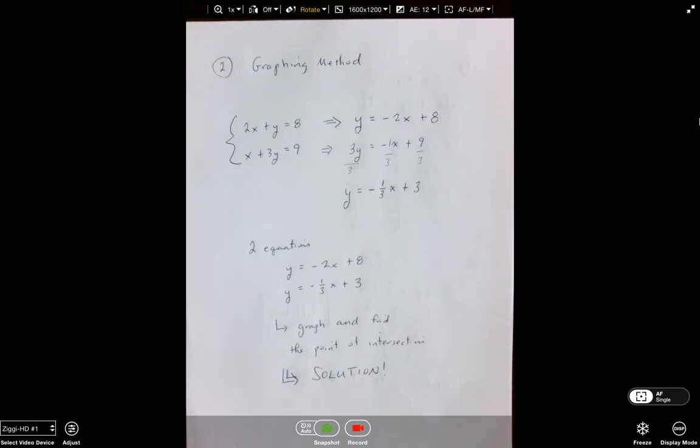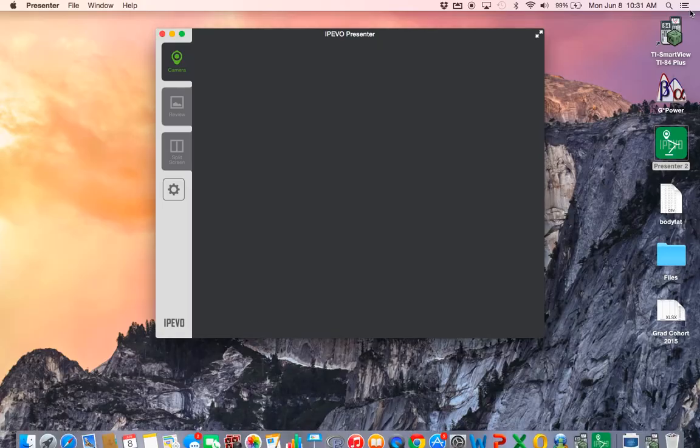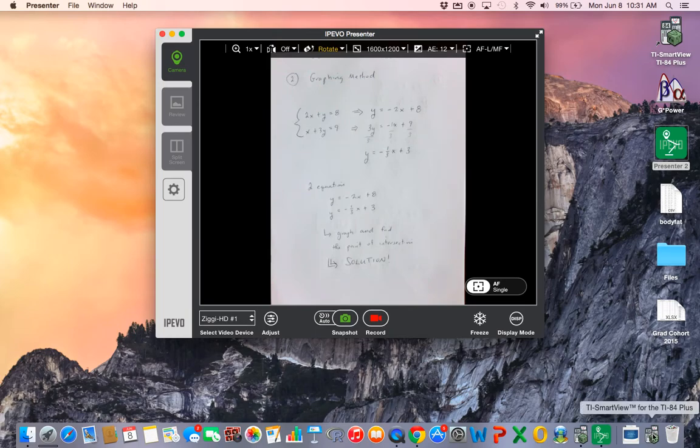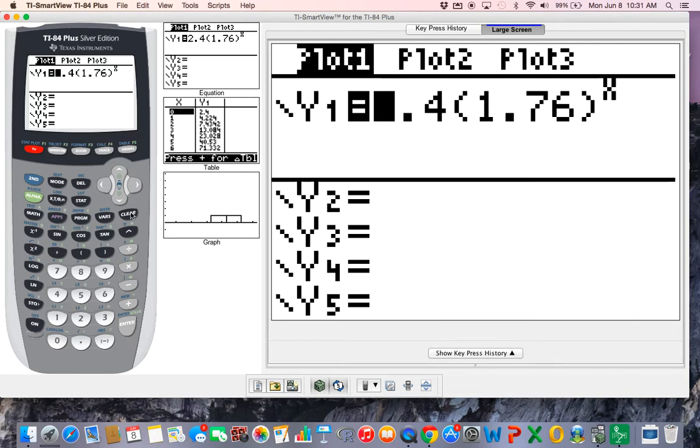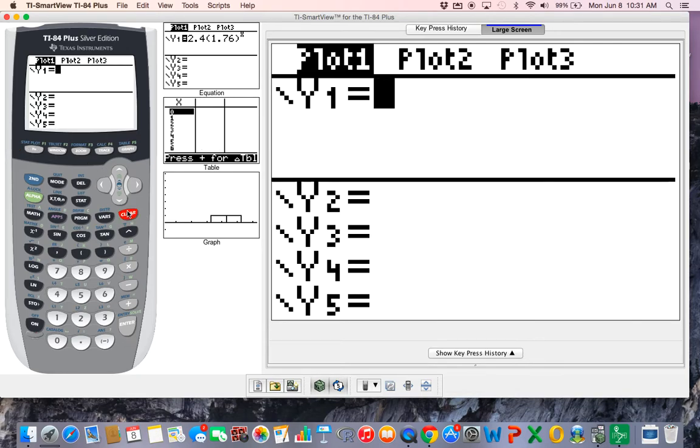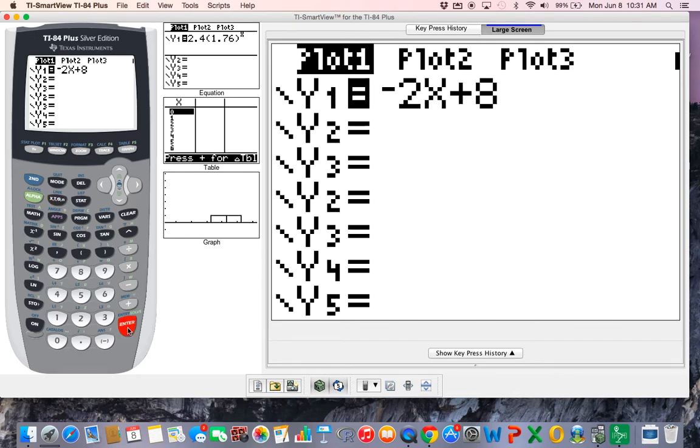Now, it turns out it's really easy to do since you've got that fancy schmancy calculator that I required you to purchase. So all I have to do is go into y equals, and I want to get rid of the previous problem because it's no longer relevant. So if I go negative 2x plus 8, and then I'm going to go negative 1/3.